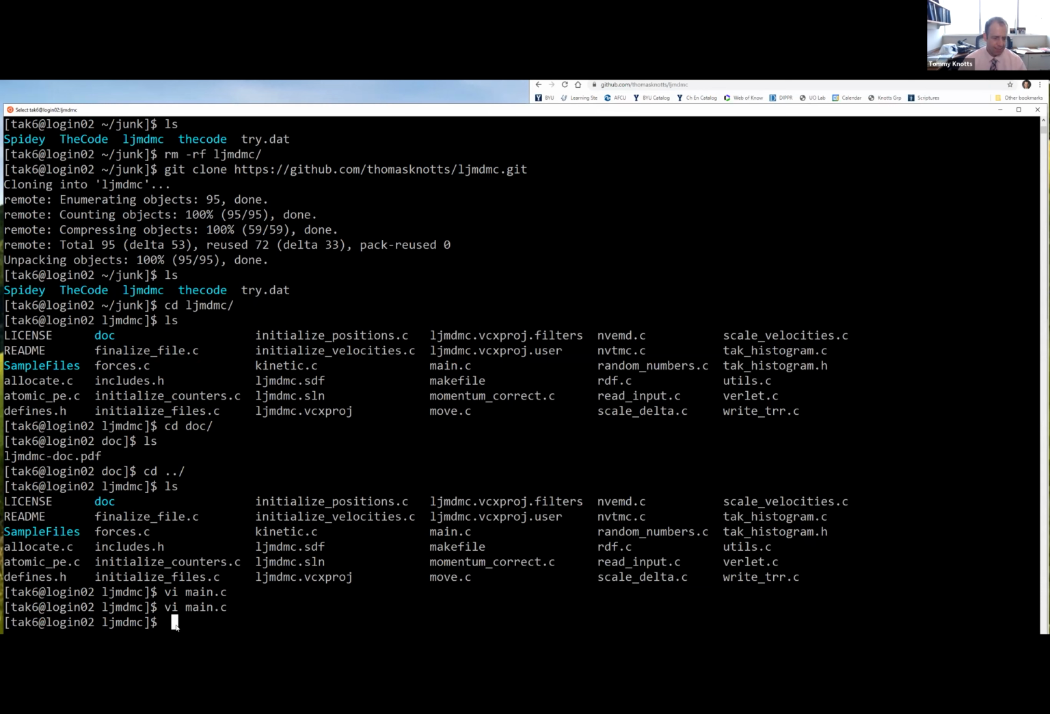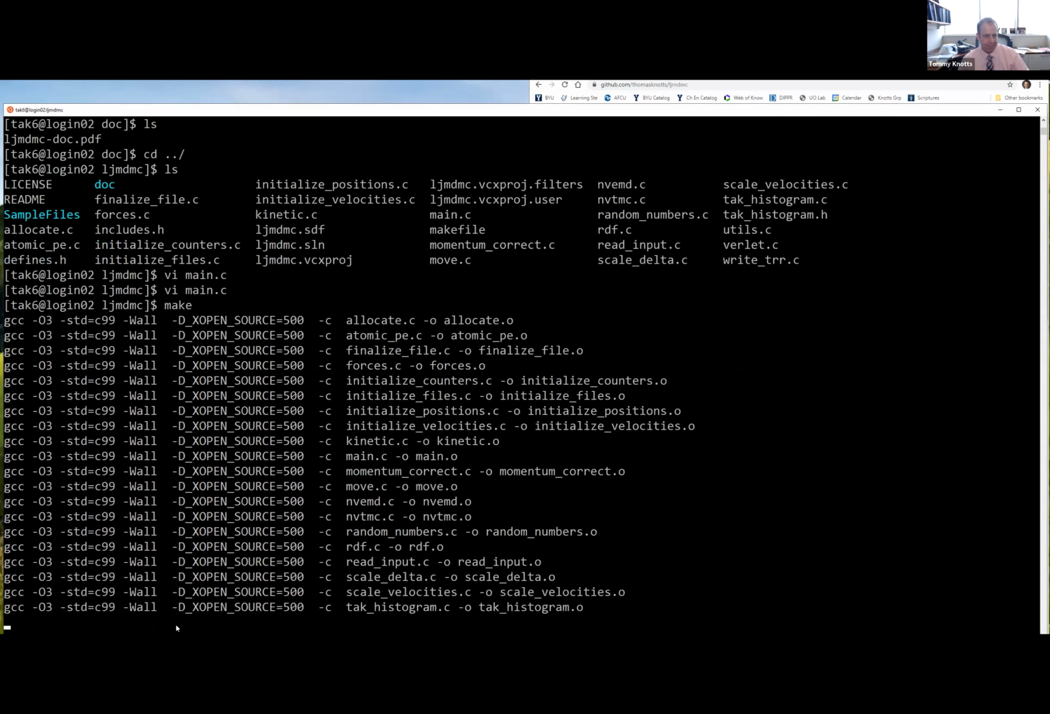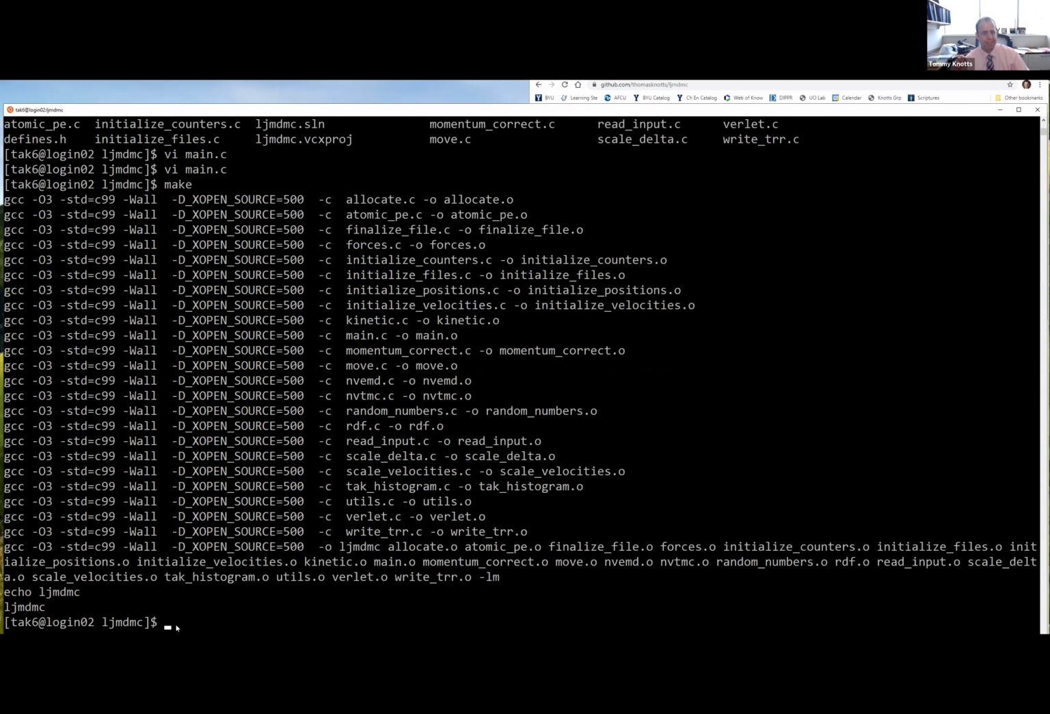Okay. If you're in LJMC, the thing I want you to do now is just type make and then hit enter. And you're going to see something that looks like this. What that's doing is compiling the code and giving you an executable. And the executable name is called LJMDMC. And you can kind of see that right here.